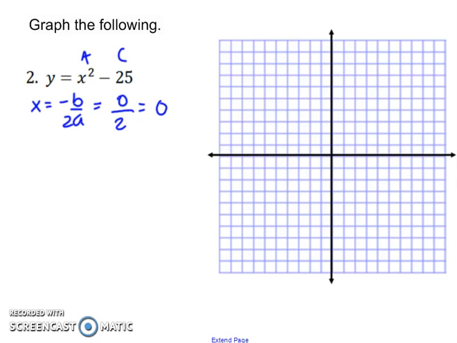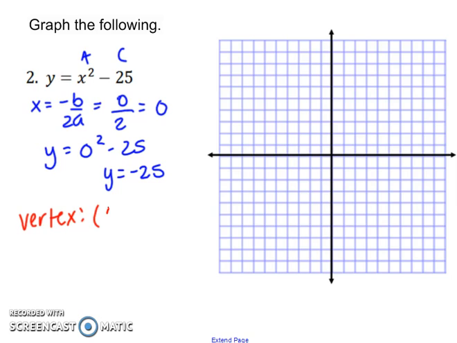So my x value is 0. If I plug 0 in, 0 squared minus 25 is going to give me negative 25. So my vertex is going to be 0, negative 25.